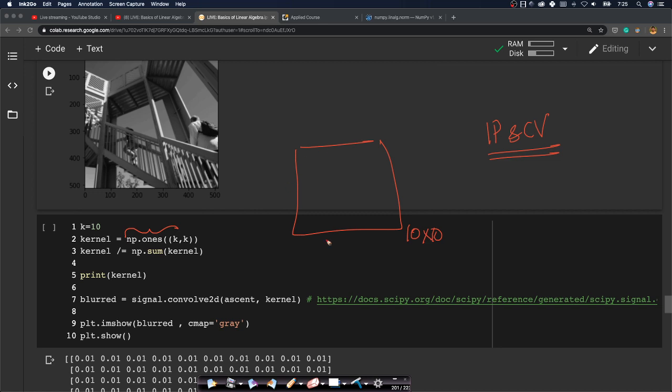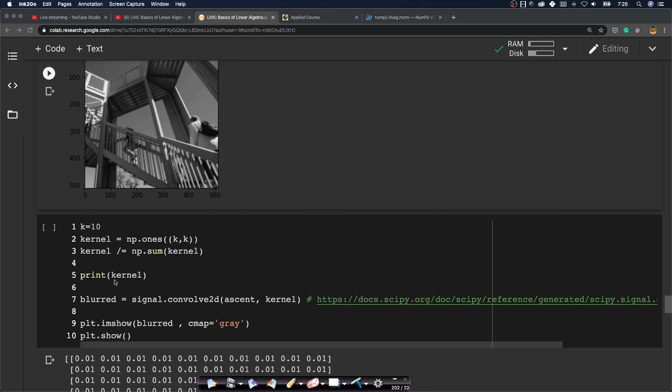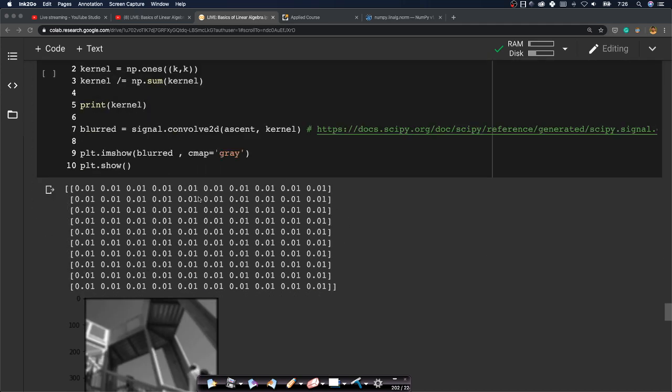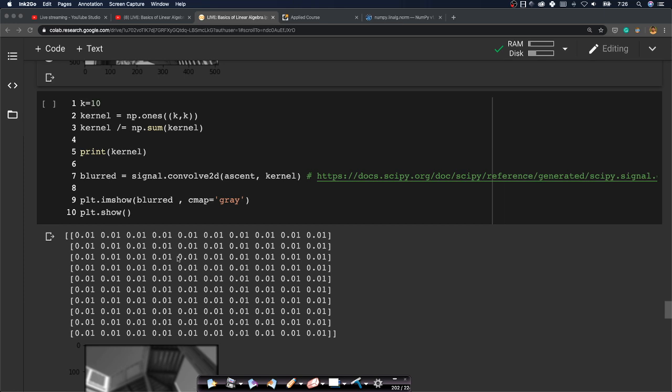How many ones are there here? There are 100 ones, right? Think about it. If the matrix is all ones and there are 100 cells here, the sum is 100. Then I divide all of these values: kernel equals kernel divided by np.sum(kernel). So what happens to each value here? Each value becomes 0.01, right? So if I just print my kernel, I get this. It's a 10 cross 10 matrix with very small values.